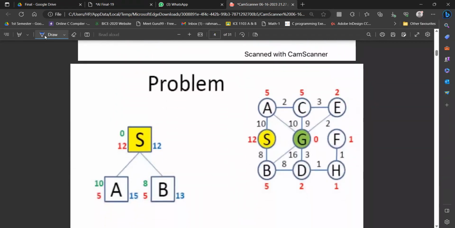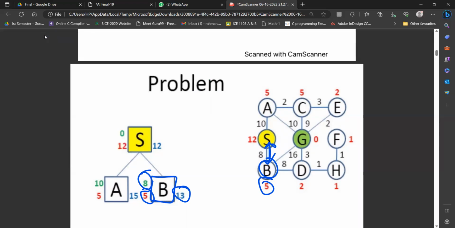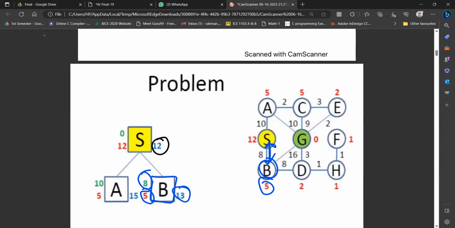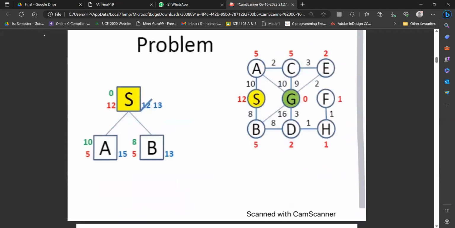Now the next child being explored is B. The heuristic value is 5 and the path is 8. So 5 plus 8 gives us 13. Now, if both the children have been explored, the next thing we should do is update the F value of the parent. When you've explored both children, you can update the F value of the parent with the smallest F value among the children. So between A and B, B has the smallest F value because 13 is smaller than 15, right? So 12 gets replaced with 13, all right? So this is how it looks now.